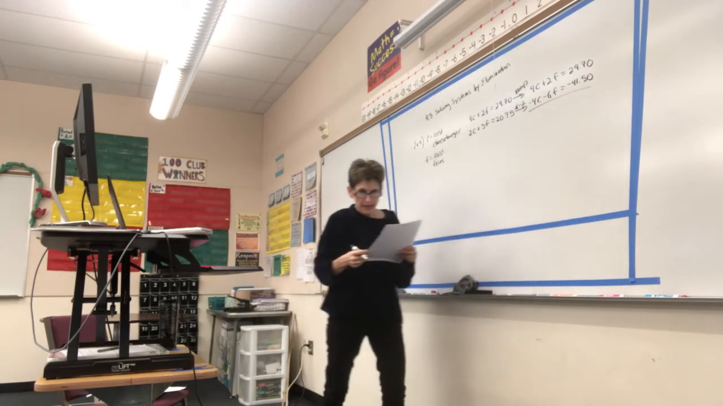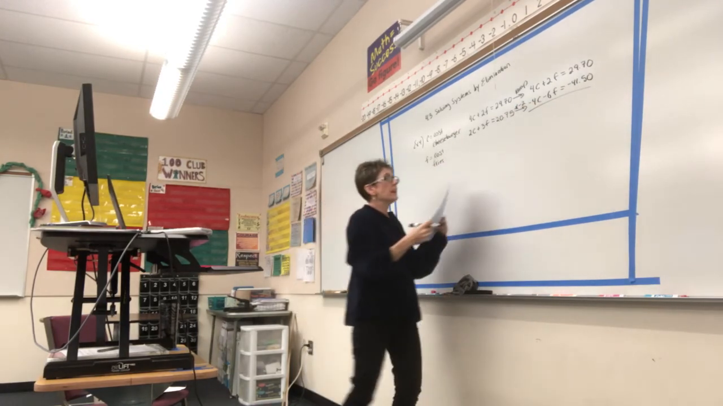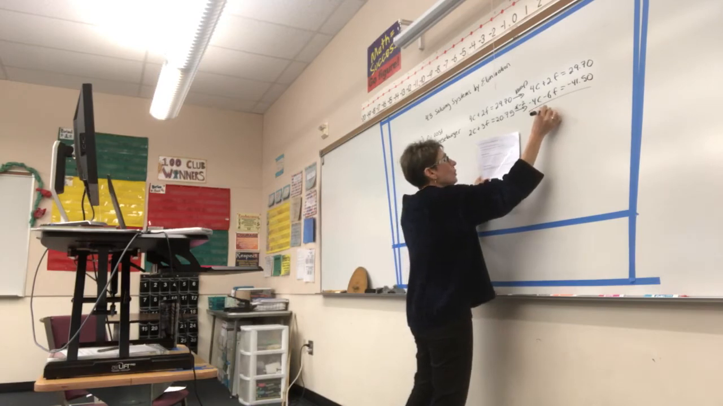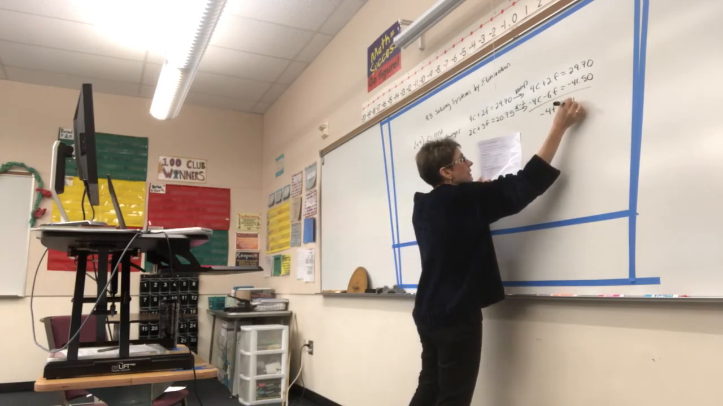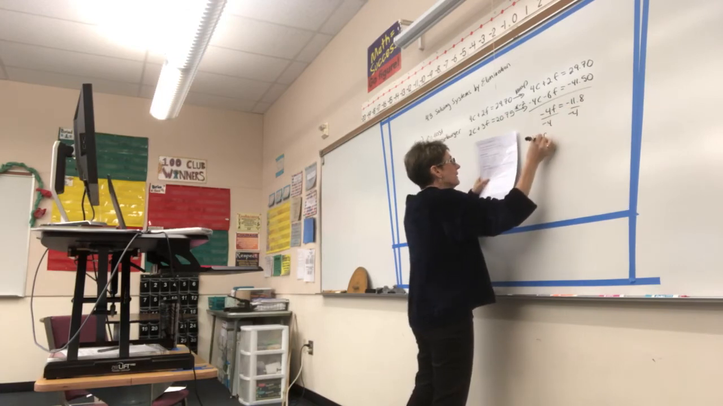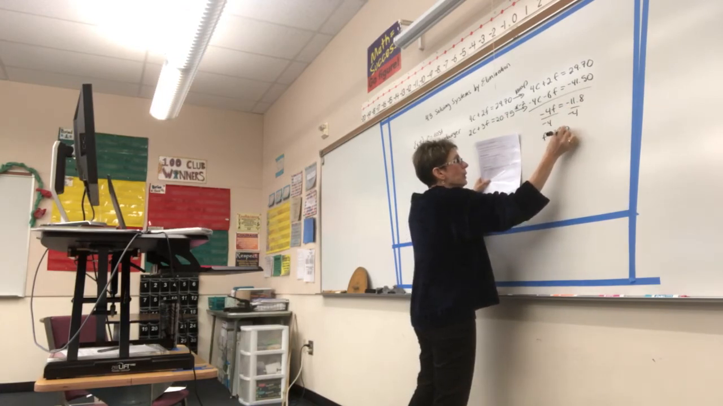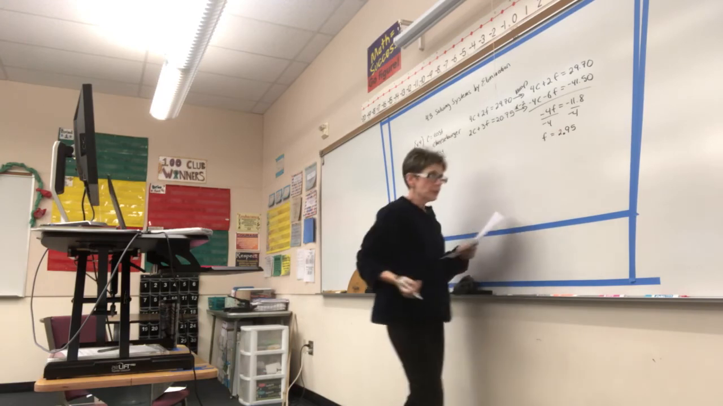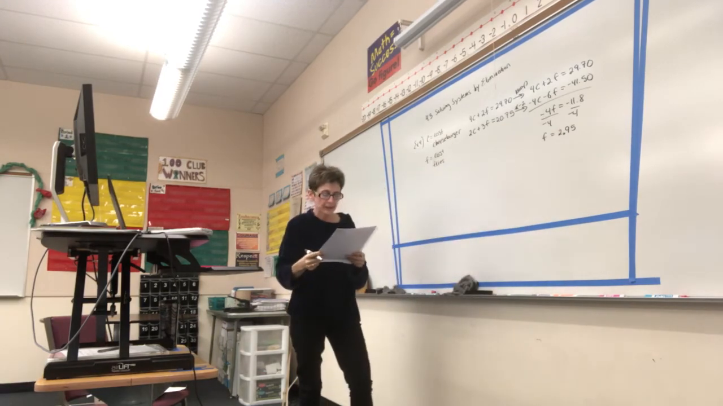Now, I'm going to add those 2 equations together. When I do, I get -4F equals -11.8. Dividing by -4, I get that F equals 2.95. So French fries cost $2.95.